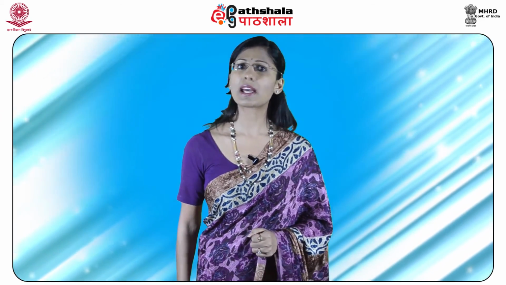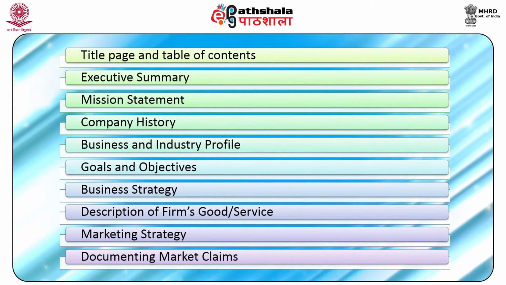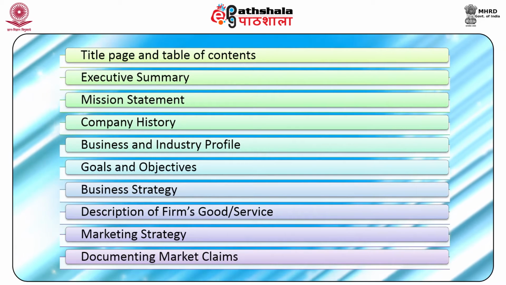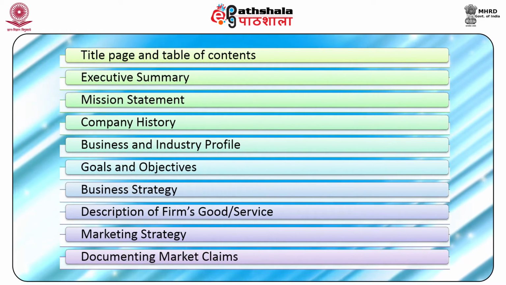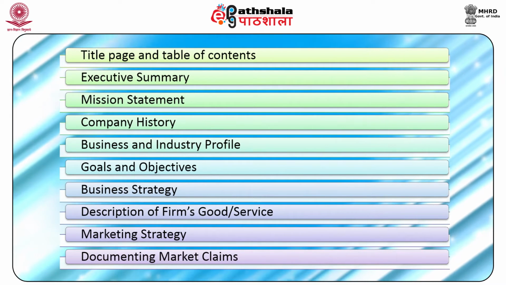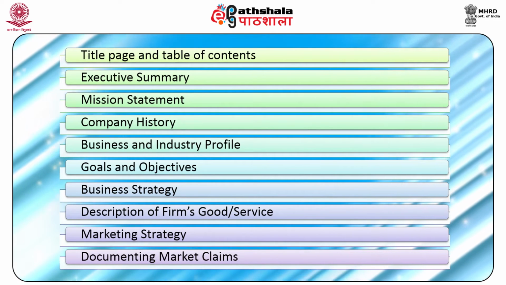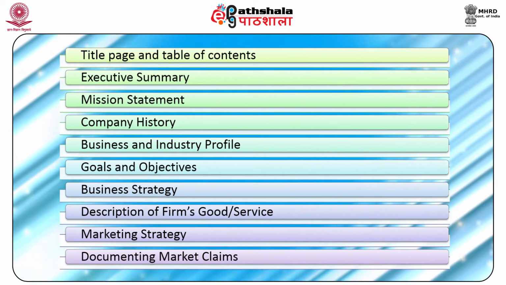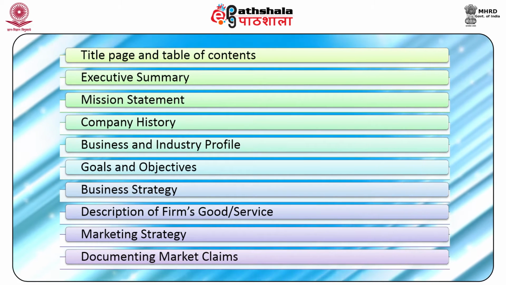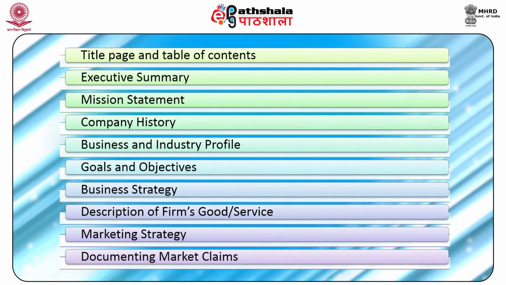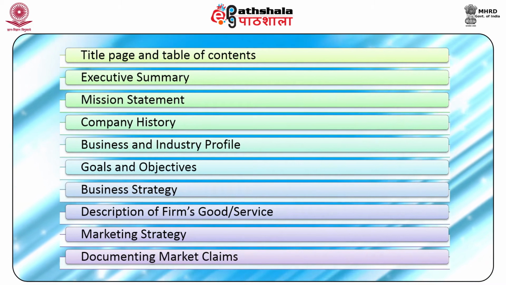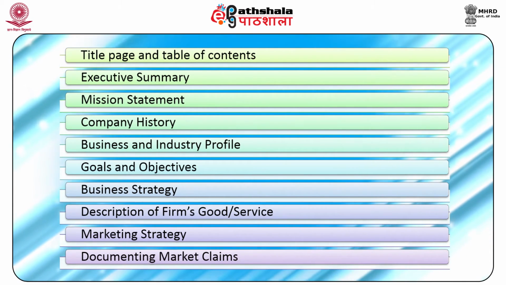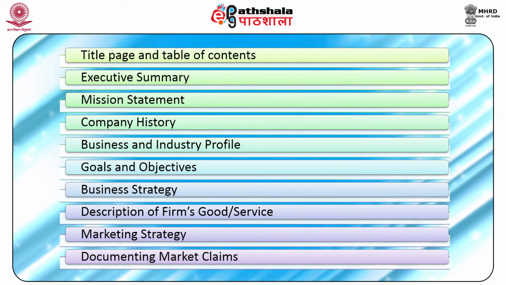Key elements of the business plan include: first is the title page and the table of contents. Then we have the executive summary. After this, mission statement, company history, business and industry profile, goals and objectives of the firm, business strategy, description of the firm's good or service that they are going to offer, marketing strategy for the same, documenting market claims, competitor analysis, description of the owner and the management team, plan of operation, forecasted financial statements, and the loan or the investment proposal for the investors. Let's discuss some of these briefly.